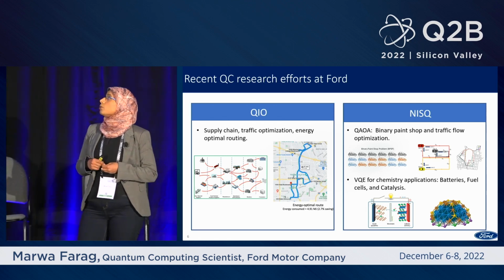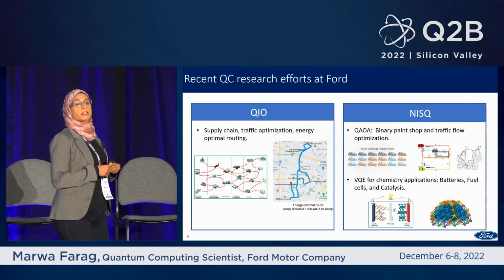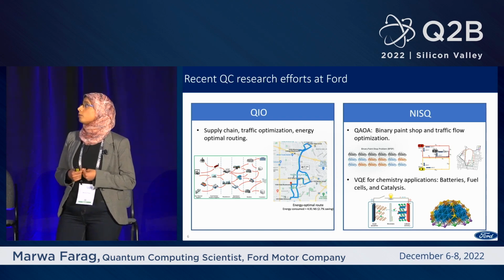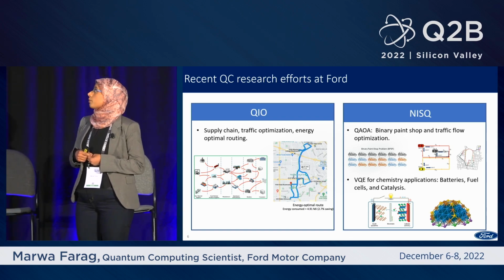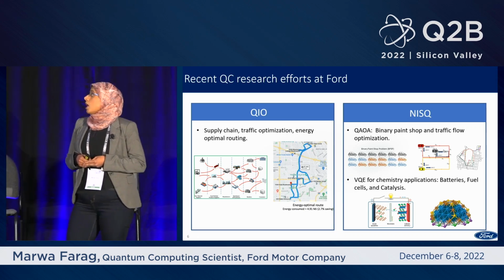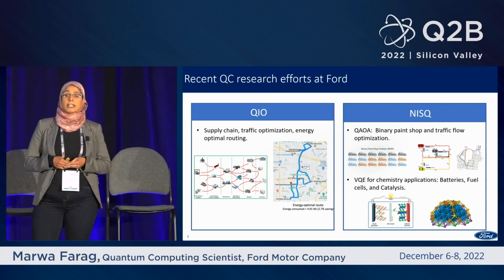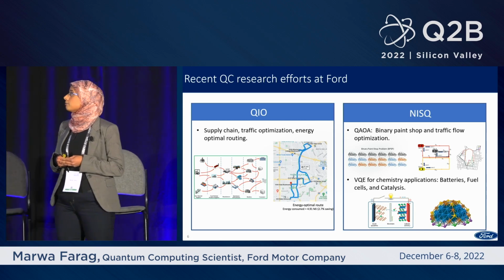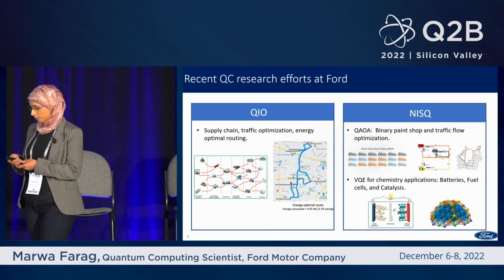In addition to QIO, we are also investigating variational quantum algorithms on NISQ devices, and here we have been testing so far two types of problem. Optimization problem using QAOA, and we have been testing two use cases, binary paint shop problem for manufacturers and traffic flow optimization. Also we use VQE for chemistry application such as battery, fuel cell, catalysis, and in my talk today, I will try to focus only on optimization. On Tuesday, I gave a talk about battery materials, so I'm not going to be talking so much about this.